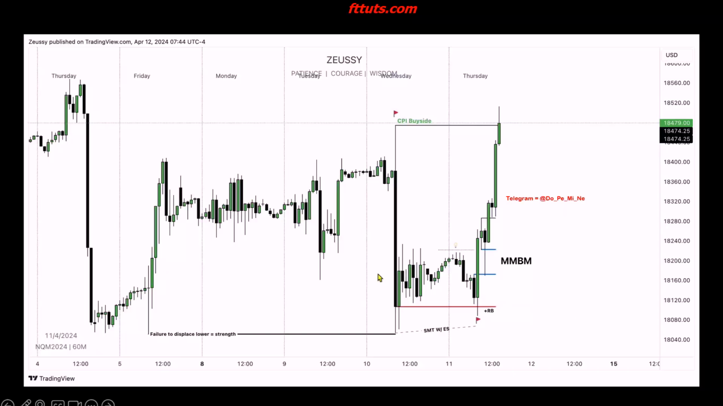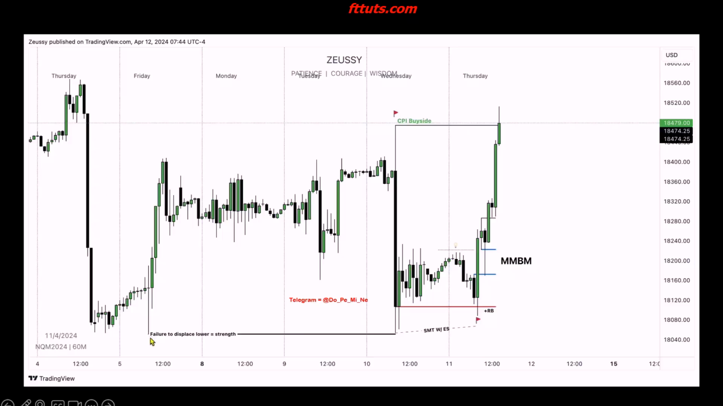So the day after CPI, meaning Thursday, we saw the following occur. We saw a very clean delivery day where the market did the following. First of all, the market opened up and it manipulated lower, trading into the close of the CPI candle right here to the wick. This is a rejection block, a bullish rejection block.